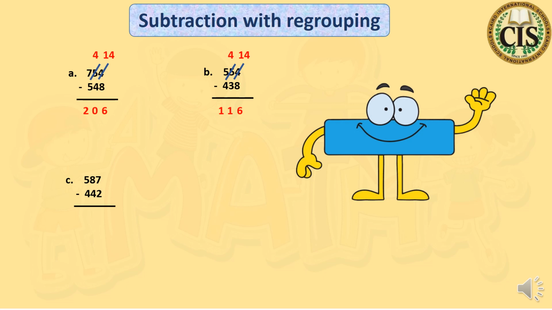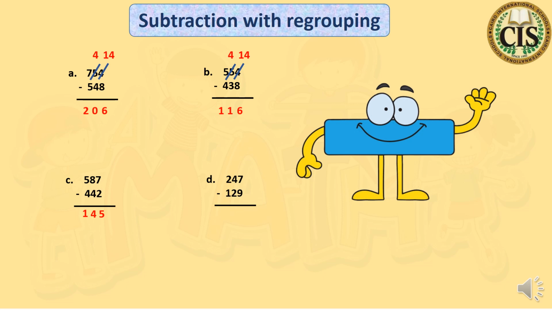The next question, 587 minus 442. 7 minus 2. Do we have more on top? Yeah. 7 minus 2 equals what? After 2: 3, 4, 5, 6, 7. How many fingers? 5. So we will write 5. 8 minus 4. Do we have more on top? Yeah, 8 is greater than 4. So 8 minus 4 equals what? After 4: 5, 6, 7, 8. How many fingers? 4 fingers. So we will write 4. 5 minus 4 equals what? Count from small to big. After 4, 5. 1.